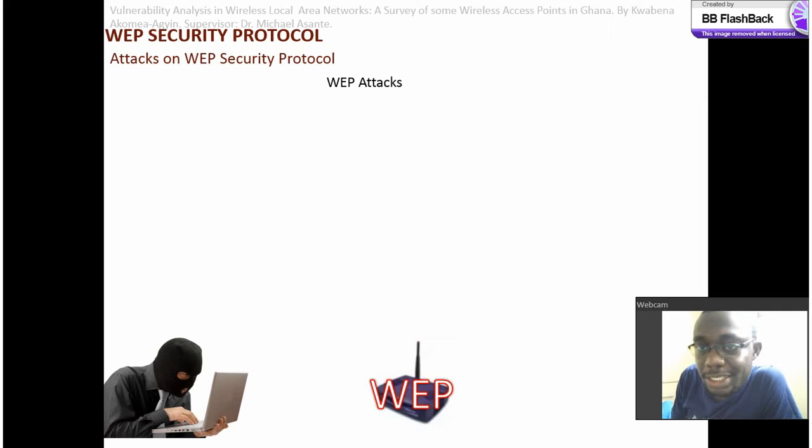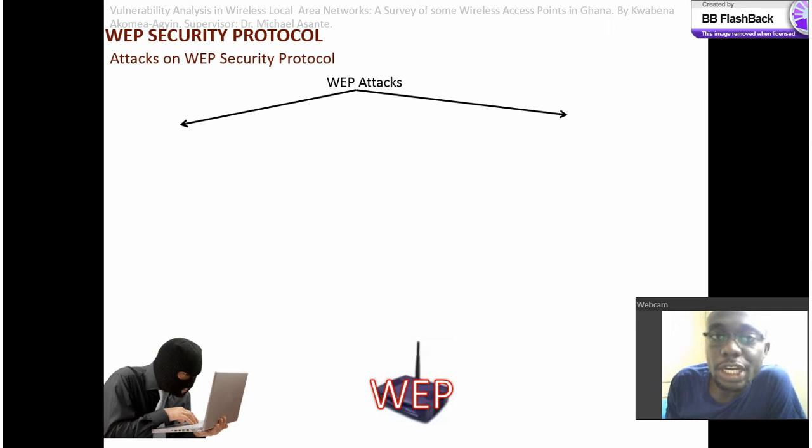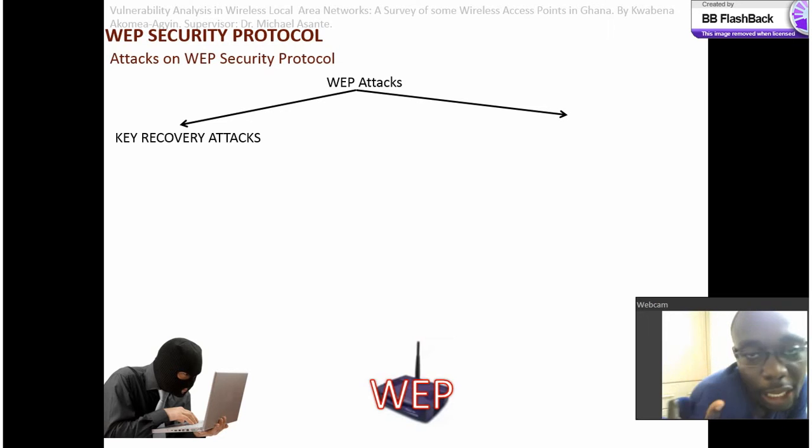So WEP attacks are basically divided into two. The first type of attack has to do with recovering the password to the network. That is the key recovery attack. Some of the key recovery attacks discussed before in the literature were the FMS attack and then PTW. PTW came in to improve the correlation of this attack, and it required capturing about 60,000 weak IVs, initialization vectors, to crack the key.